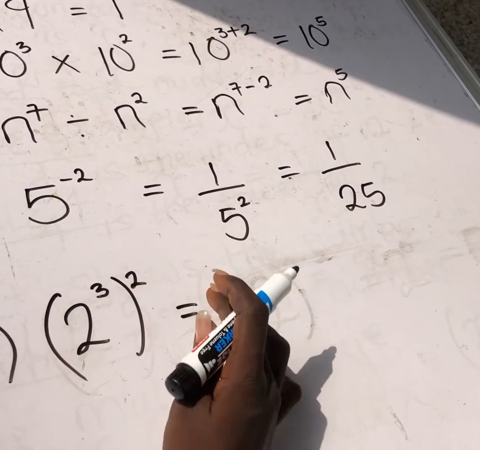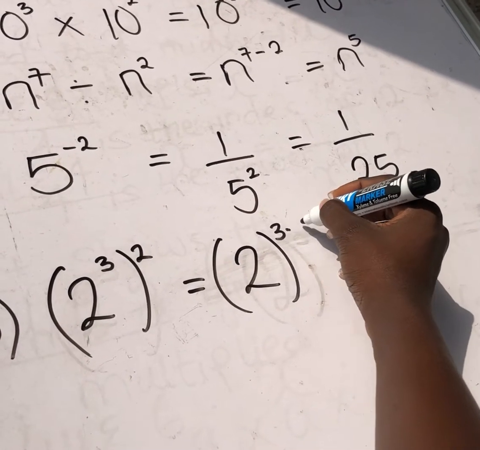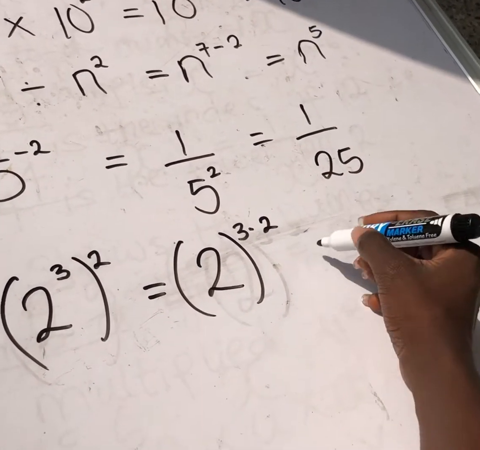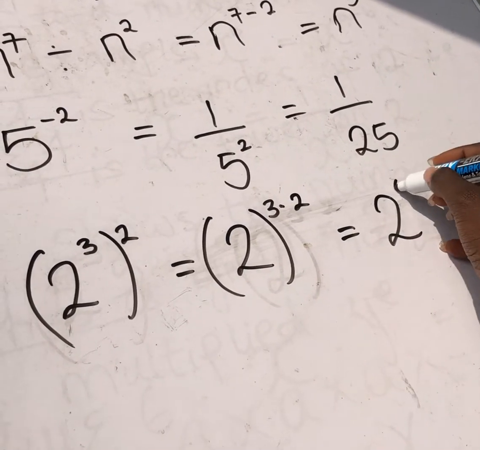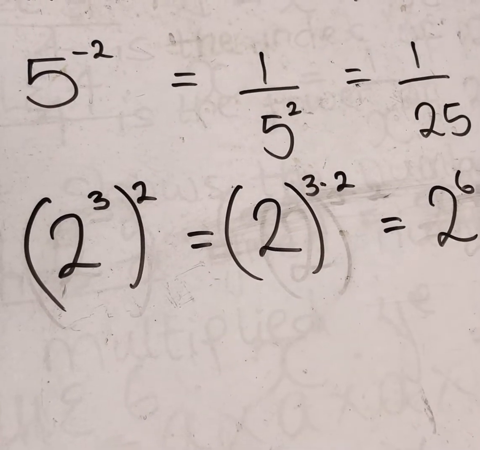For this example, we have a power to another power. So what do you do? You multiply those powers together. So here we have 2 raised to the power of 6, which will give us what? 64.